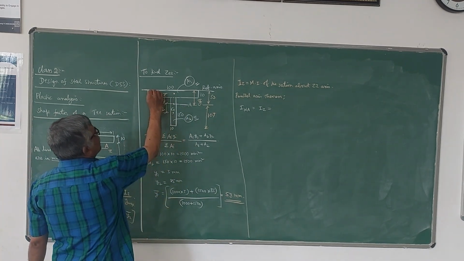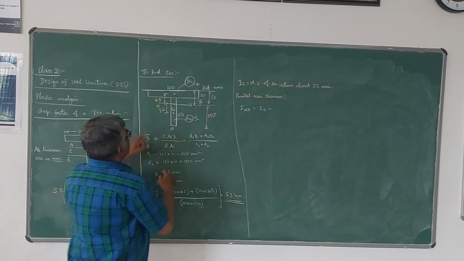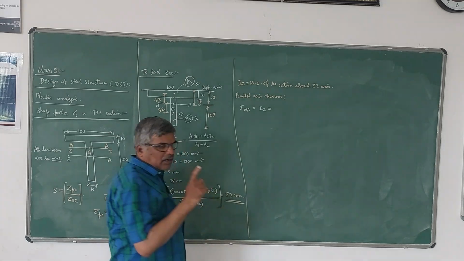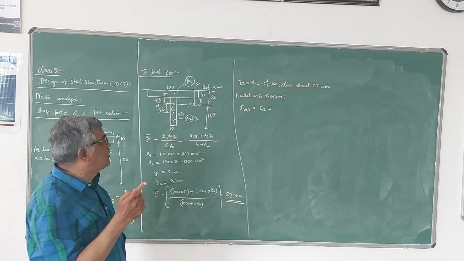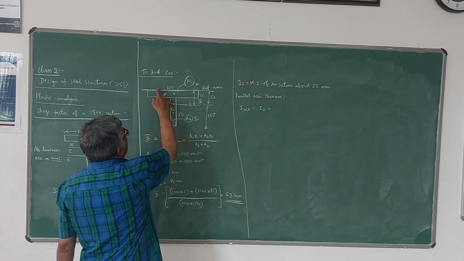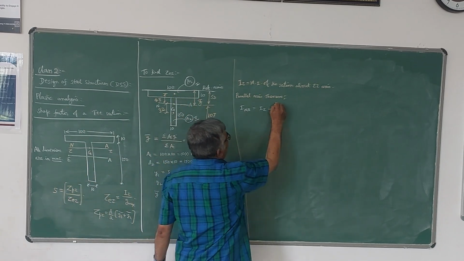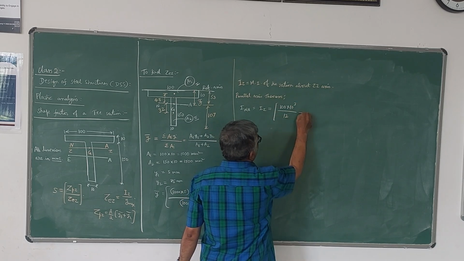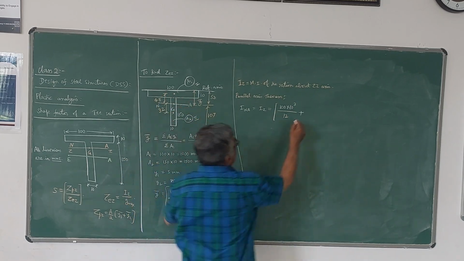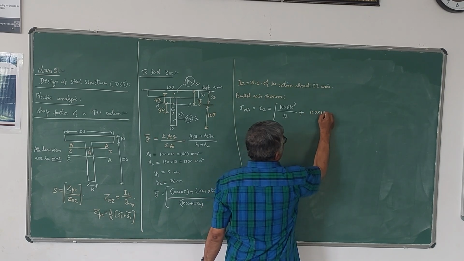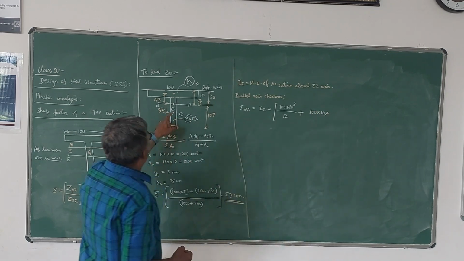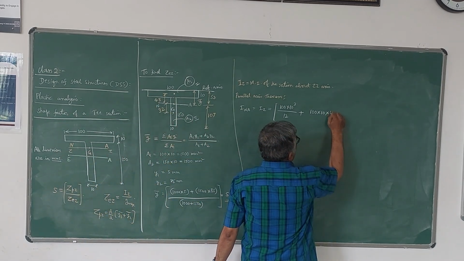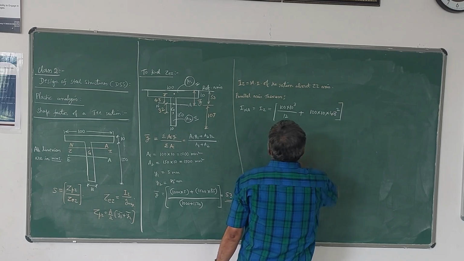The parallel axis theorem is used for these two rectangles separately. For a rectangle about its central axis, the formula for moment of inertia is BD cube by 12. Taking this rectangle, B is 100, D is 10. So 100 into 10 cube by 12, plus area, 100 into 10, into the distance of its centroid from the centroid of this section, which is 48. So square of it. Please note that this is the parallel axis theorem.